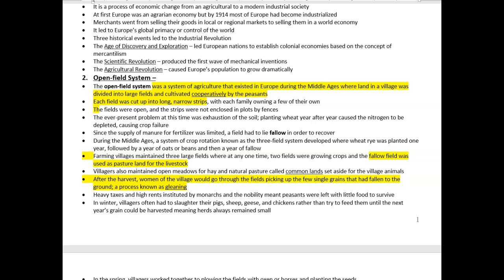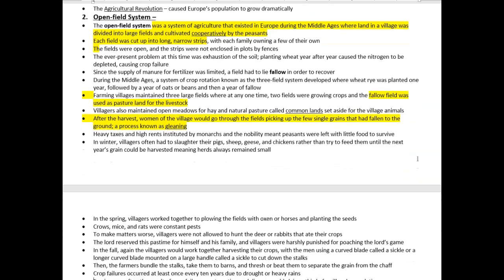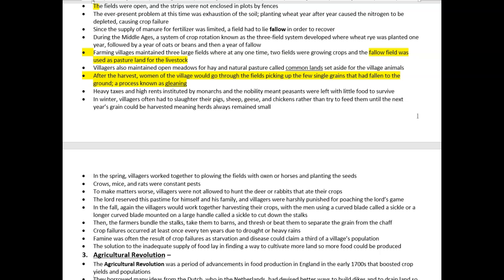It says heavy taxes and high rents instituted by monarchs and the nobility meant peasants were left with little food to survive. In winter, villagers often had to slaughter their pigs, sheep, geese, and chickens rather than try to feed them until the next year's grain could be harvested, meaning herds always remained small.